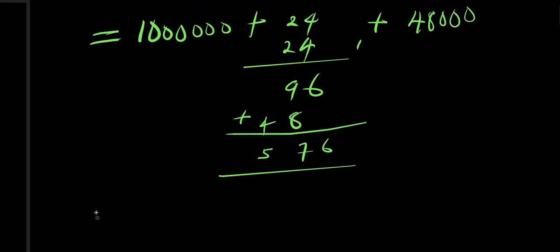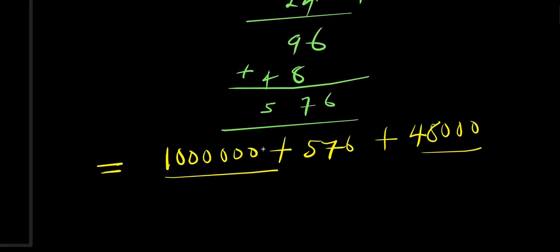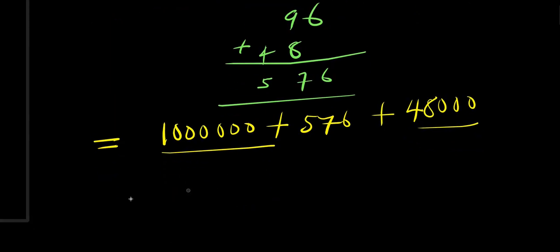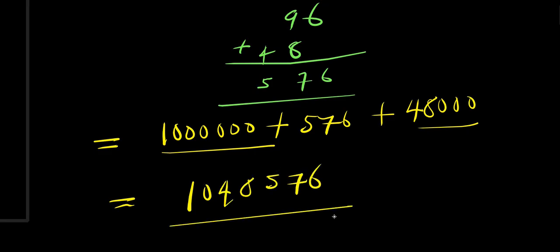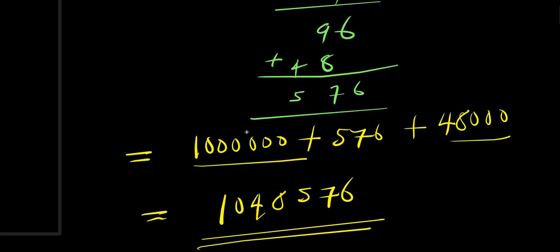So we are going to add up everything together. This will be 1 million plus 576 plus 48,000. So 1 million plus 48,000, that is 1,048,000. And if you add it to 576, that will be 1,048,576. Now this, you are going to multiply by 15. Remember, this is 15 here. We are going to multiply by 15.